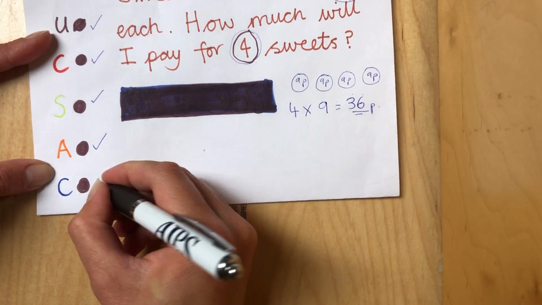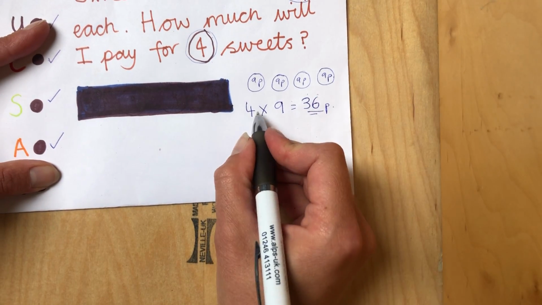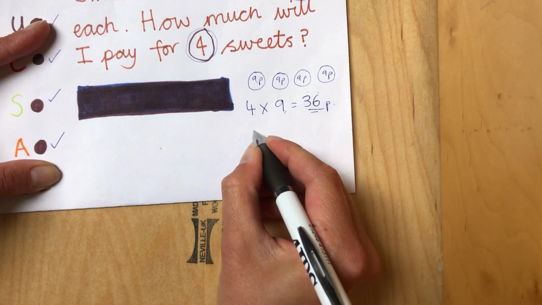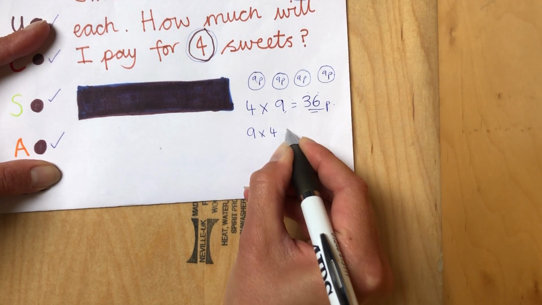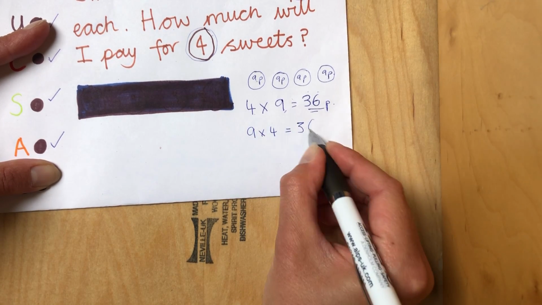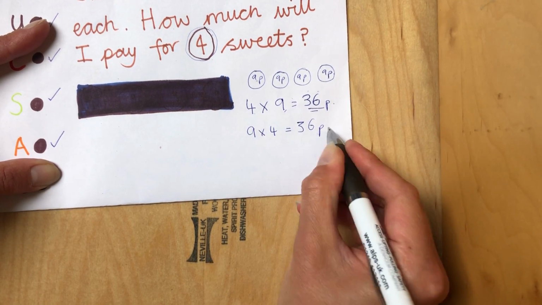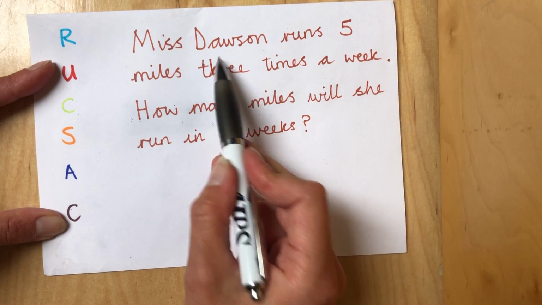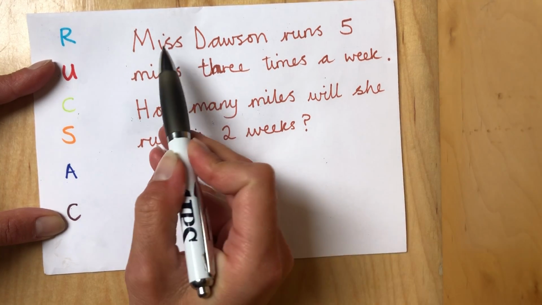And now, finally, I need to check it. So I'm going to check. I have 4 lots of sweets, 4 times 9. I could also do 9 times by 4, just to double check I have my answer correct, and I know this is 36p. Okay, so we are correct. Let's try one more. Now this is a little bit trickier because it is a 2-part word problem.